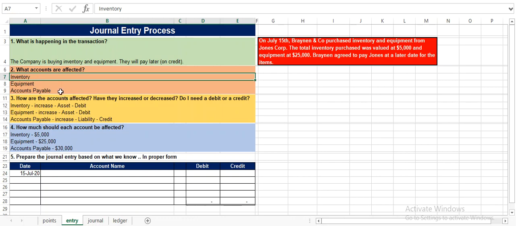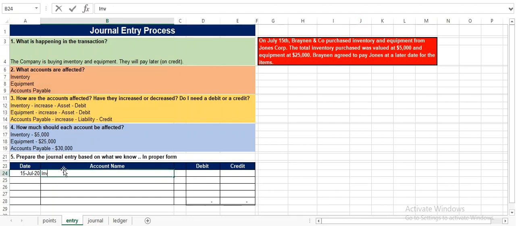How do I know which ones to write first? Debits are at the top, followed by credits. Now, there are 2 debits here: inventory and equipment. It doesn't matter which one of them goes first, as long as both of them are put before accounts payable. So I'll just keep it simple and I'll just put inventory, and we have equipment, and then followed by accounts payable.